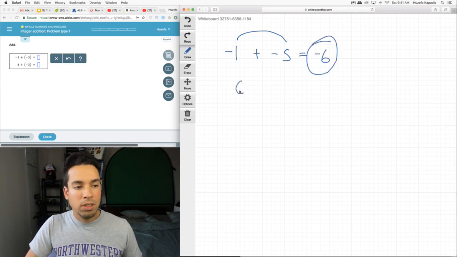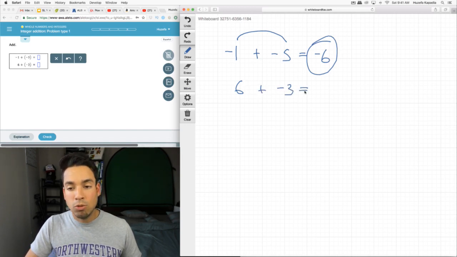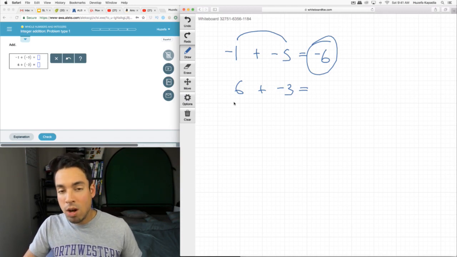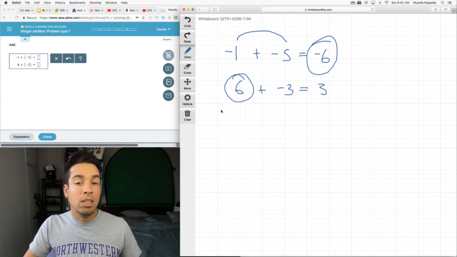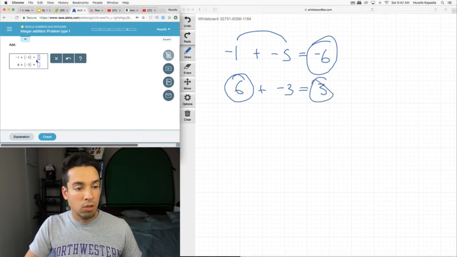When it's different teams here, like we got 6 and we got a -3, a positive and negative, now this is a subtraction problem. We subtract the smaller quantity, which is 3, from the larger, which is 6, and we get 3. But then we determine, well, what's the sign? Is it positive or negative? It's positive because the positive value is the winner. The positive value dominates here. It's larger than the negative, so we get a +3. So here we have a -6, here we have a +3.